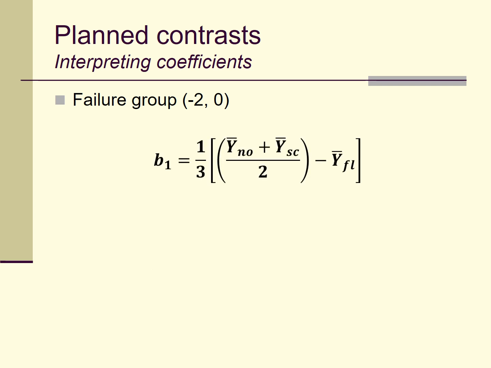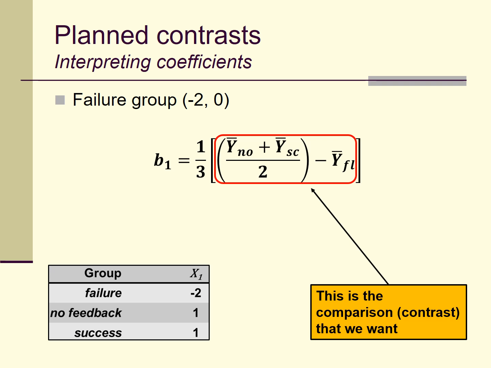So there's that same formula again, and if you just take a look at the portion within those brackets, it kind of makes sense. That's the contrast or the comparison that we wanted. We wanted to take the failure group and compare it to the average of the no feedback and the success group, and expressing the formula that way makes it pretty obvious that we got what we wanted from the contrast codes for our first contrast code variable, x sub 1.